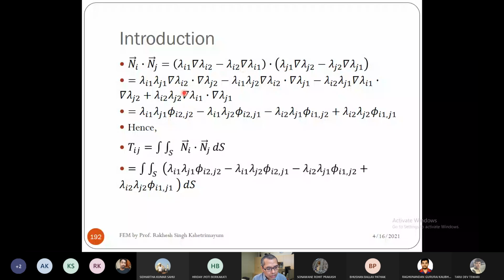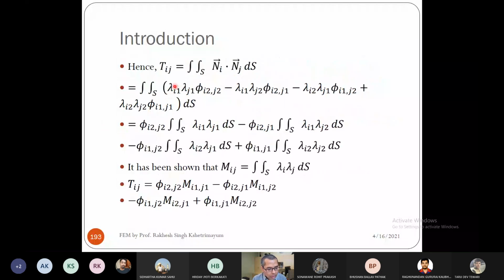We also have a very compact notation: del lambda i2 dot del lambda j2 is simply phi i2 j2. Phi is the notation for this kind of dot product of the gradient of lambda i2 with the gradient of lambda j2. Similarly, you can replace the others by phi i2 j1, phi i1 j2, and the last one is phi i1 j1. So this is a very compact notation. Tij is the integration of Ni dot Nj, which will have 4 terms here. So when you integrate it, what do you get?